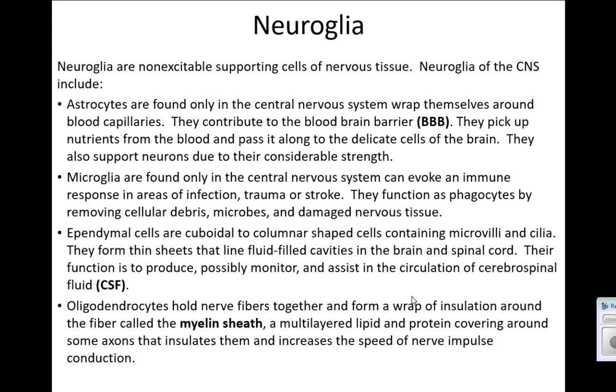What we're going to do now is move away from talking about components of the nervous system and the way that it's organized, to talking about the cells that make up the nervous system. There are 2 major types of cells that make up the nervous system: neurons, which we've already mentioned quite a bit, and then supporting cells, which we call neuroglia or glial cells, which we're getting ready to talk about right now.